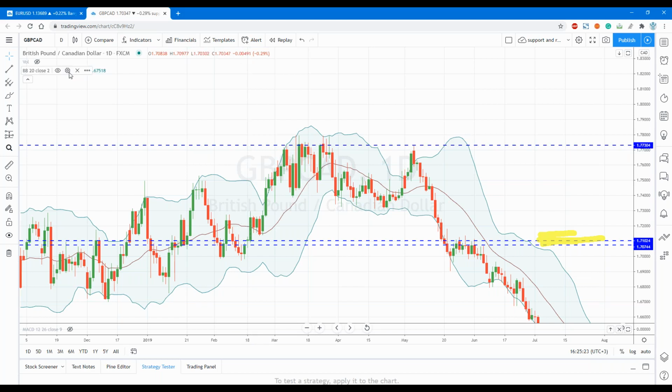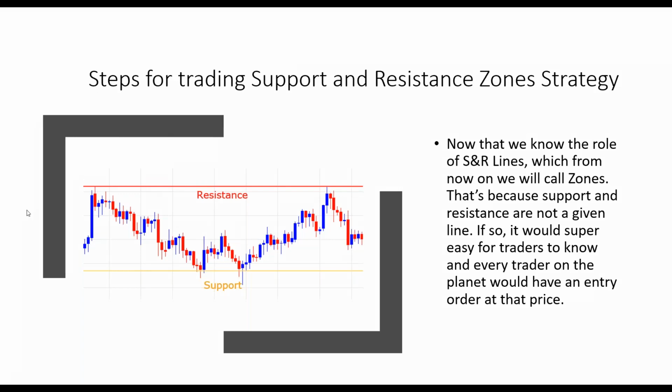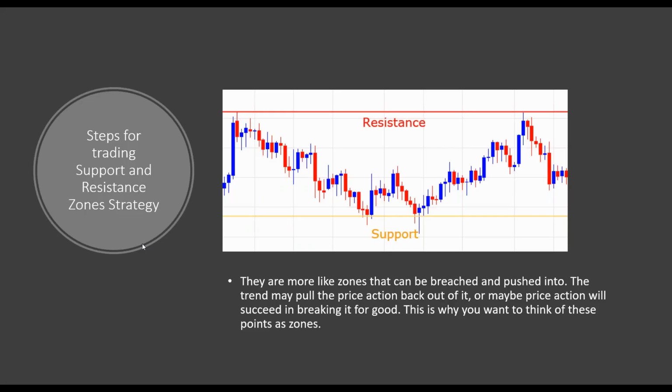But once we have them on a chart, then we have to figure out what to do with them, because we want to interpret price action. We need to interpret the story of what price is trying to tell us. Now, there are many more zones that can be breached and pushed into. The trend may pull the price action back out of it, or maybe price action will succeed in breaking it for good. This is why we want to think of these points as zones.